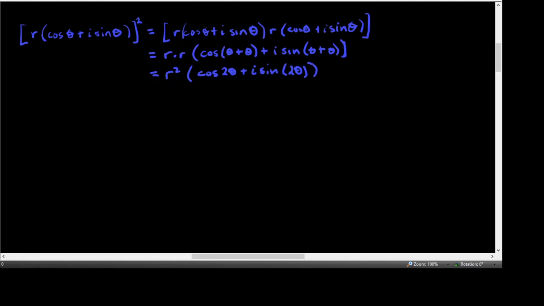So if we were to do something very similar by cubing, I'm not going to write this one out, thank goodness. Slow to write the expanded form. But if we were cubing, the result would end up being r cubed cosine of 3 theta plus i sine of 3 theta.